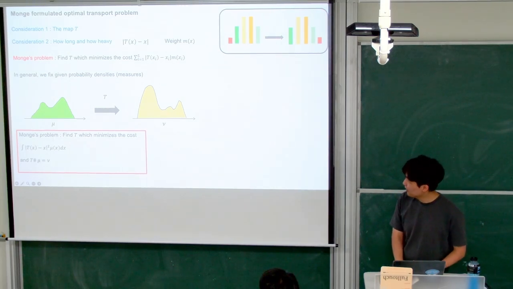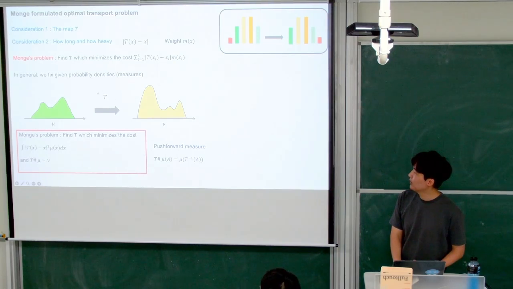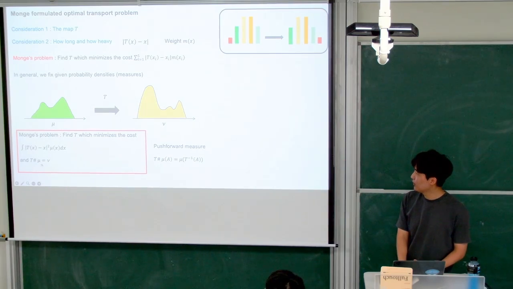What is this T sharp mu? T sharp mu, I will explain this terminology. T sharp mu is called the push forward measure. So by this map T, mu is moved to the space of the target. And here this formula T sharp mu equals nu means that the measure mu, the probability distribution mu, will be moved by T so that it will be equal to nu.